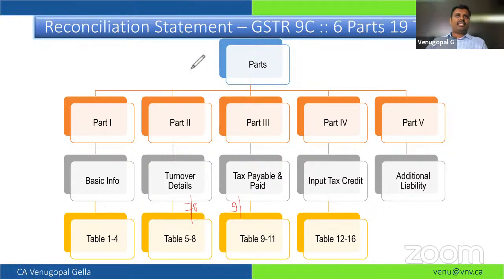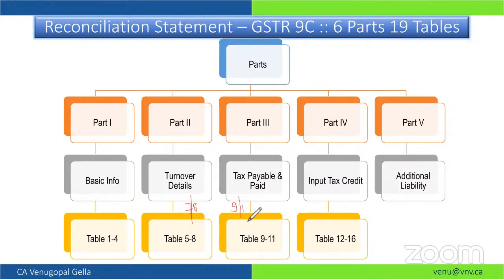If there is a difference in the taxable turnover that has been disclosed versus the tax liability that has to be paid, the difference is explained in table number 10. Table 5 is your gross turnover, the difference explained in table 6. Owing to all these tables, if you have any liability that is coming, this liability is discharged in table number 11. This is the first segment of GSTR9C covering part 2 and part 3.